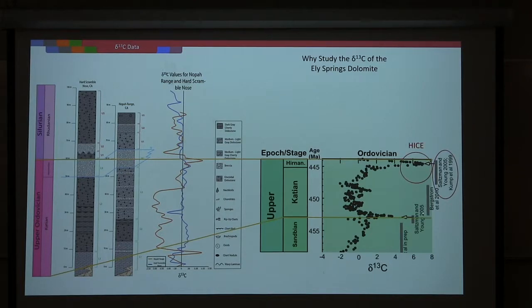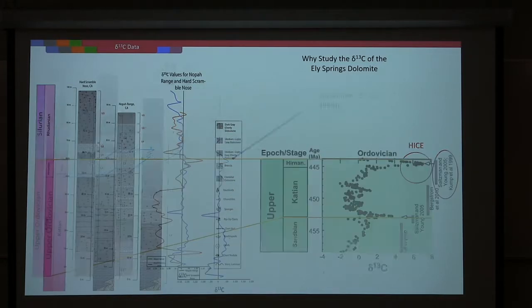It's useful because if we can understand where the Hirnantian isotopic carbon excursion is, then we can correlate our spike with that of the HICE and interpret that to be the Hirnantian, and see if our lithology would match up with something indicative of glaciation.